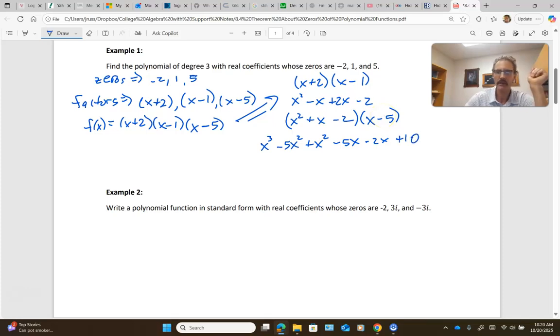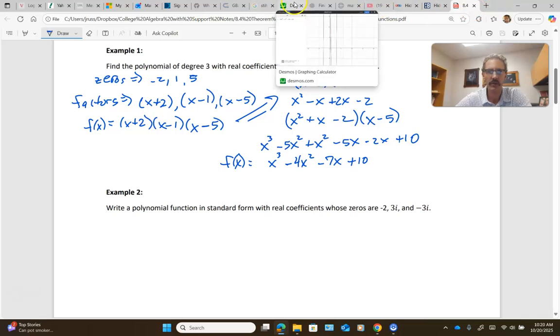And so now if I combine my like terms, negative 5x squared plus 1x squared will be negative 4x squared. I'll keep my x cubed. Negative 5x minus 2x will be negative 7x. And I'll have that plus 10. And this right here, guys, this is my polynomial. This is a third degree polynomial whose zeros will be negative 2, 1, and 5. Okay? To prove it to you, we're going to graph it.